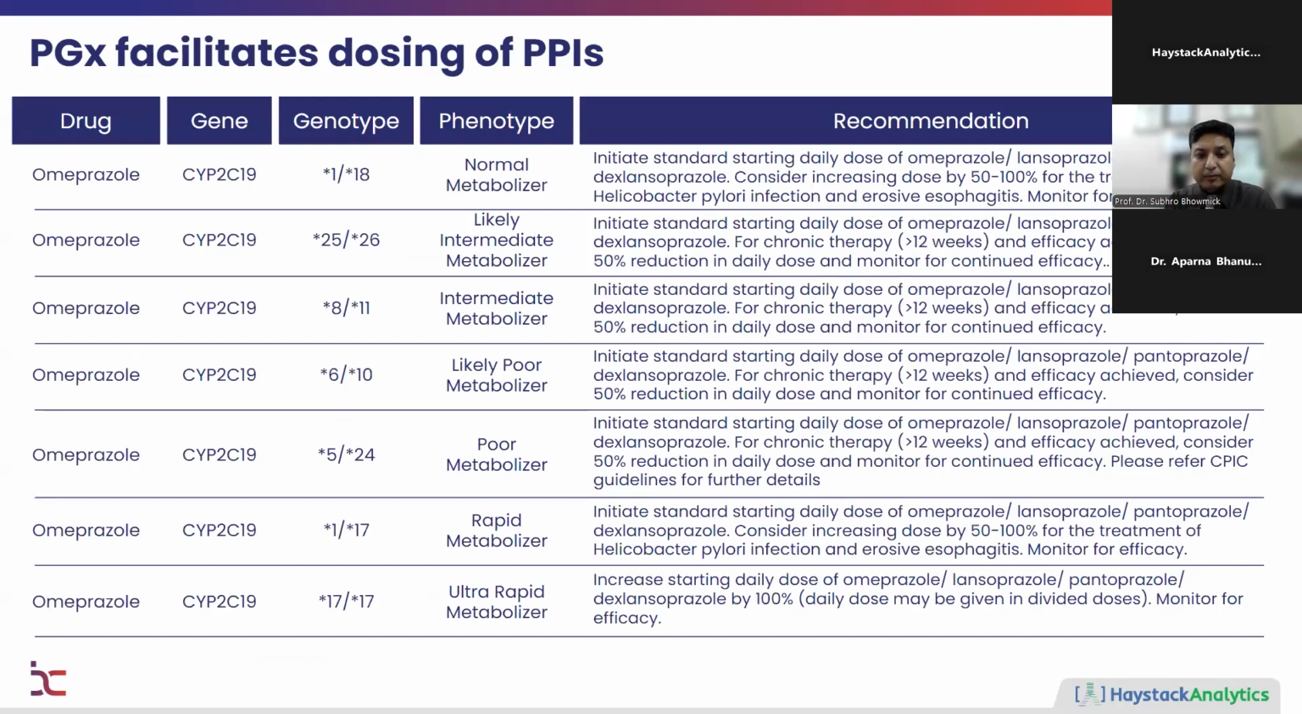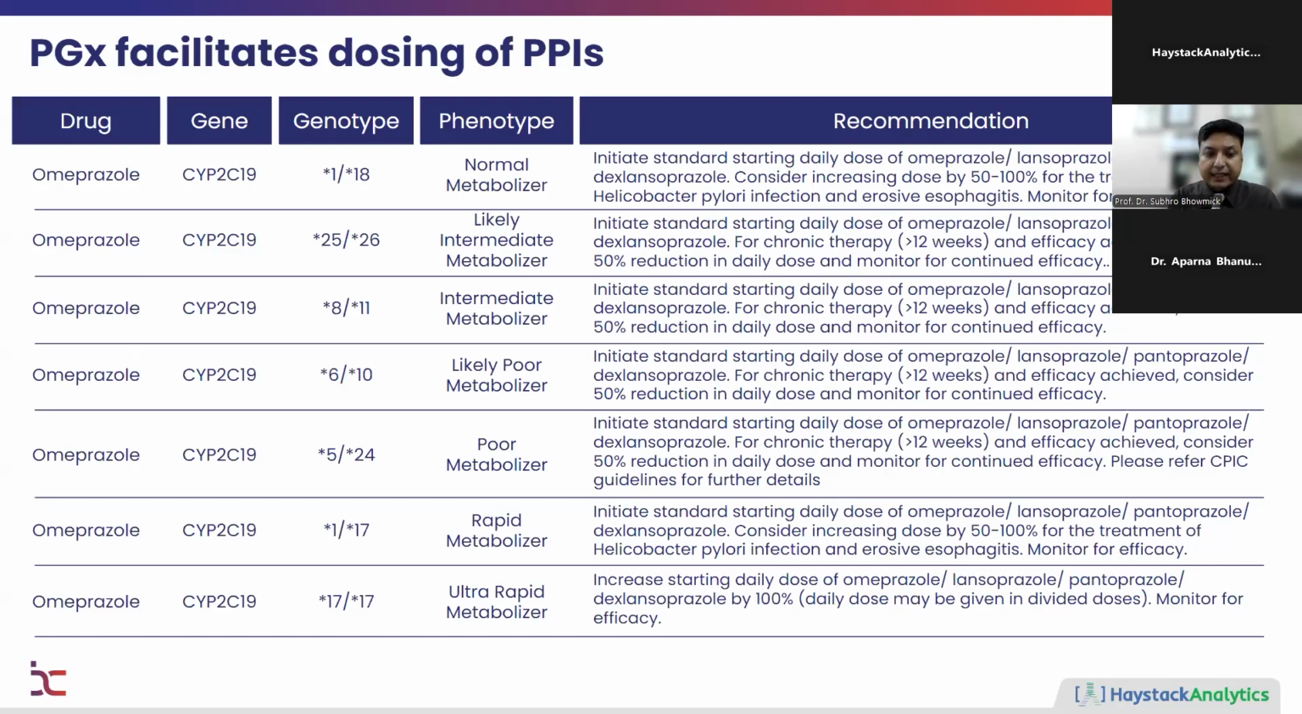If it is a poor metabolizer, then you start with standard dosing of omeprazole, pantoprazole for chronic therapy, and efficacy is achieved considering a 50% reduction of the daily dose. So you will see many times that pantoprazole is usually 40 milligram, but many companies in India have now come out with a 20 milligram combination as well. Why have they come out with a 20 milligram formulation?